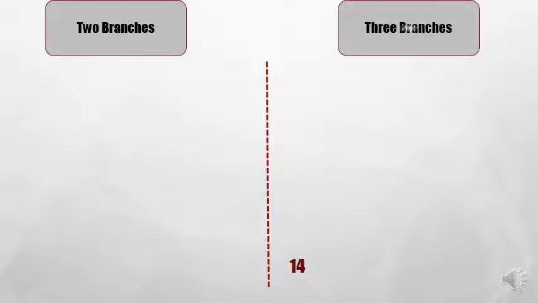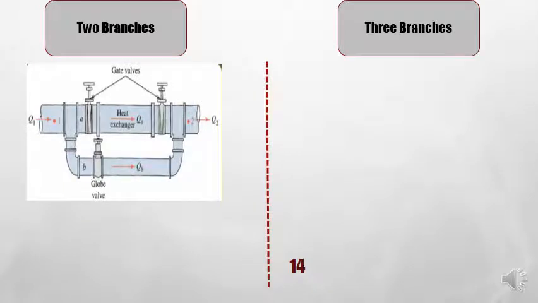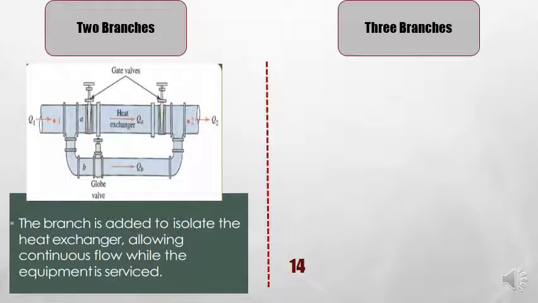Okay, so let me show you shortly what's the difference between a two-branch parallel system and a three-branch parallel system. For example, this is the application of a two-branch parallel piping system. We use this parallel pipeline system because we want to isolate the heat exchanger, so that we allow continuous flow while the equipment is serviced. As you can see here, we want to isolate this heat exchanger, so that's why we have this kind of continuous flow here.